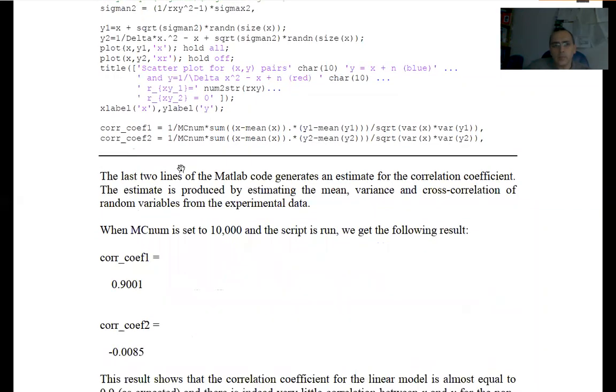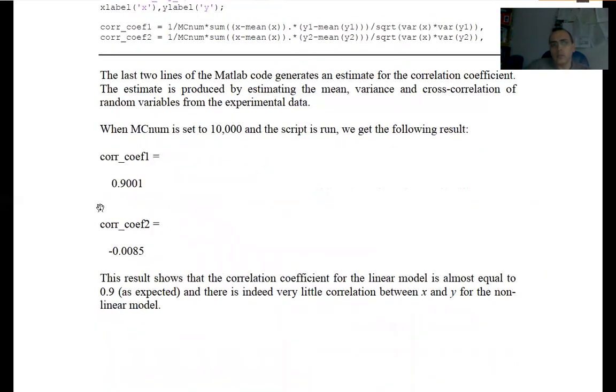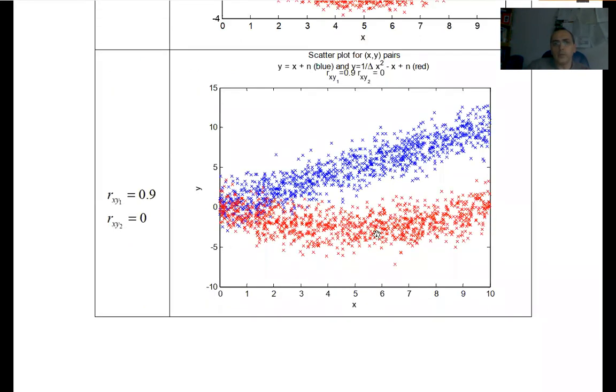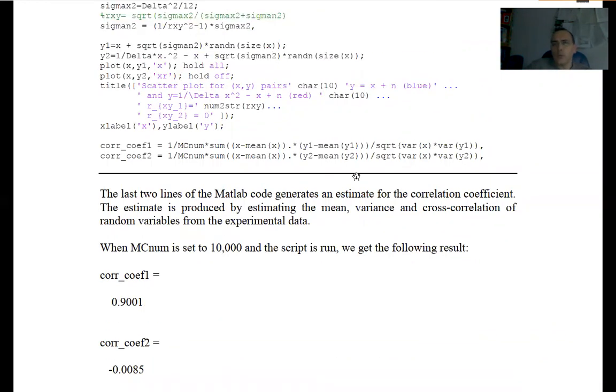In addition, in the last two lines of this MATLAB code, I am also verifying the correlation coefficient. This is the blue case, the linear case. In this case, the correlation coefficient turns out to be 0.9. In the red case, the nonlinear case in the plots, blue and red, you see it's almost like uncorrelated. Okay, that's all I would like to say.